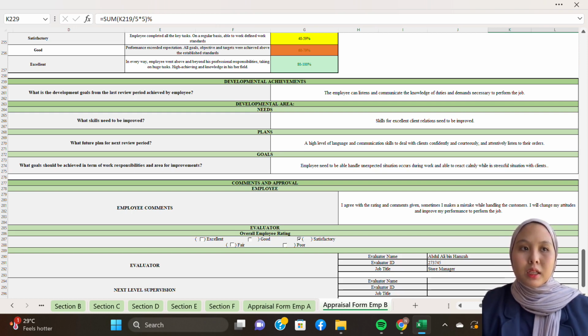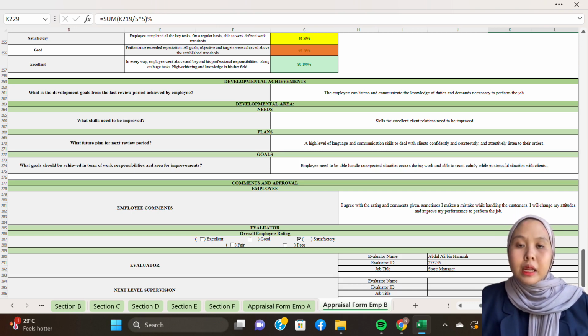Then the satisfactory performance level is when the employee completed all the key tasks, with the total percentage between 40 until 55%. And then good is when the performance exceeded expectations. All goals, objectives, and targets were achieved above the established standards, with the total percentage between 60 to 79%. And lastly is excellent. In every way, the employee went above and beyond his professional responsibilities, taking on hard tasks, high achieving and knowledgeable in his field, with the total percentage between 80 to 100%.